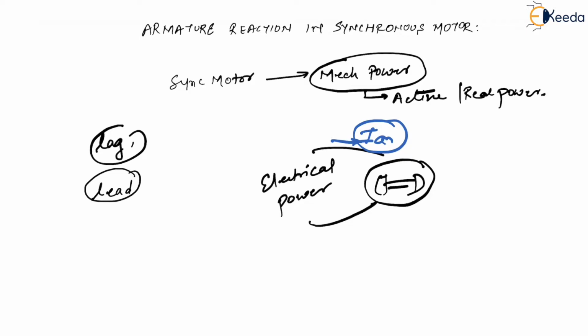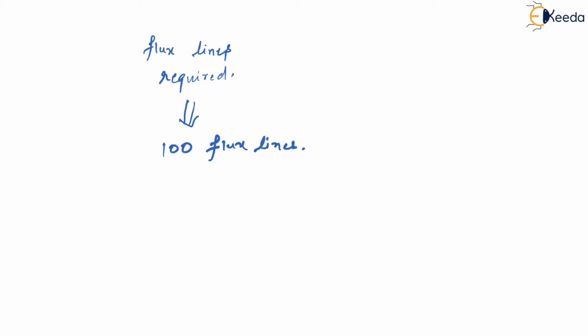For example, let me tell you, flux lines required for normal operation. Basically, we have talked about it in our video, synchronous motor as a single phase transformer. Refer to that video please, and then you can come here. Now, for example, let us say the flux lines required are equal to 100 flux lines.